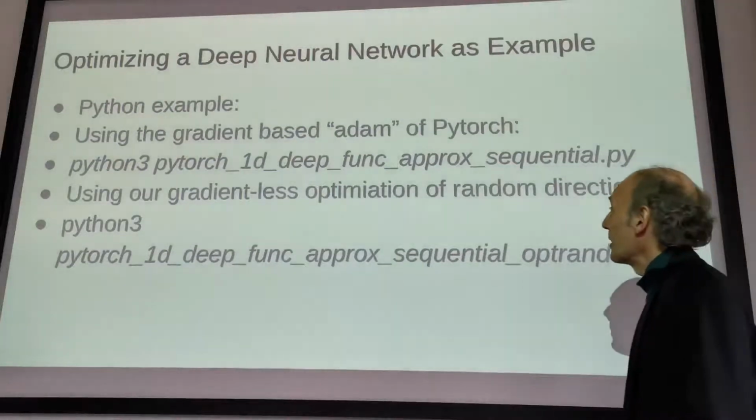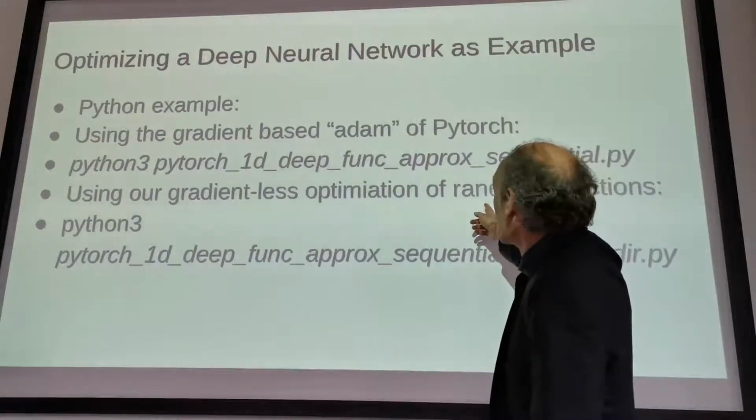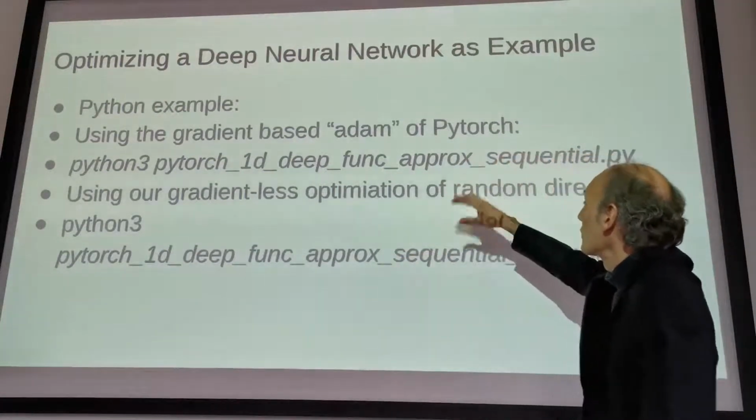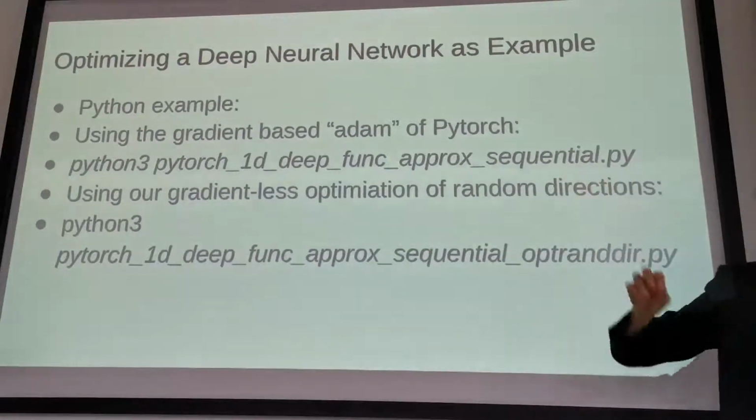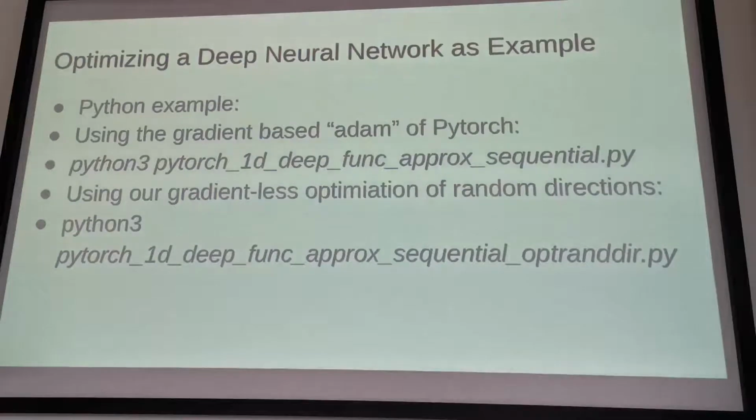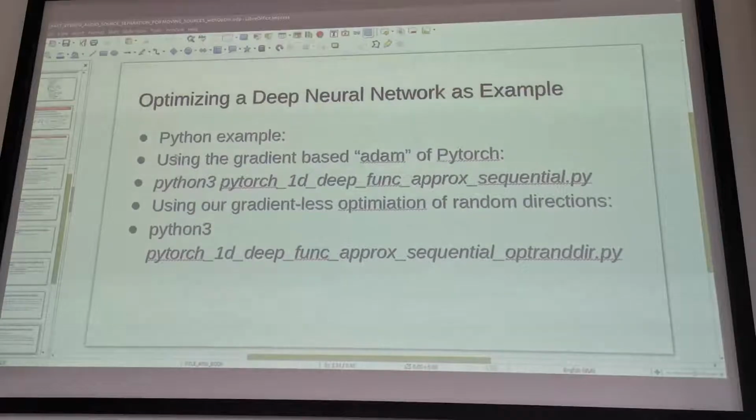Yeah, and then I compare it with our method of random directions. So I have two versions. First, a deep neural network, which does the sequential update using ADAM. So where it's getting one data point at a time and does an update after each new data point. And then I show you the same for our optimization algorithm. So let's take this one here. First ADAM.